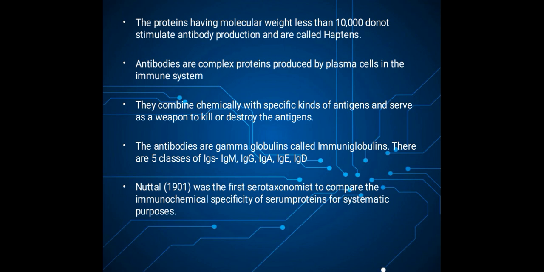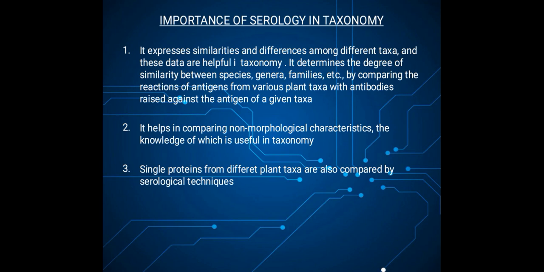Antibodies are complex proteins produced by plasma cells in the immune system. They combine chemically with specific kinds of antigens and serve as a weapon to kill or destroy the antigens. The antibodies are gamma globulins called immunoglobulins. There are 5 classes: IgM, IgG, IgA, IgE, IgD. Nuttall was the first serotaxonomist to compare the immunochemical specificity of serum proteins for systematic purposes.